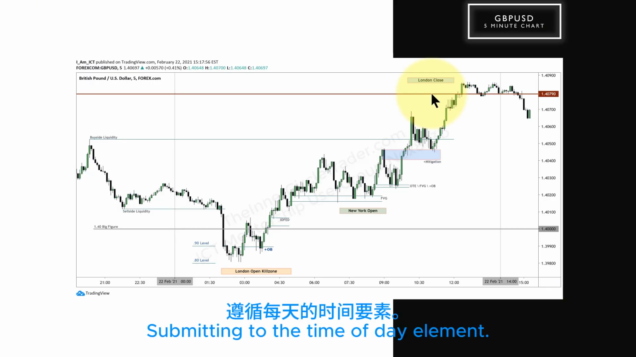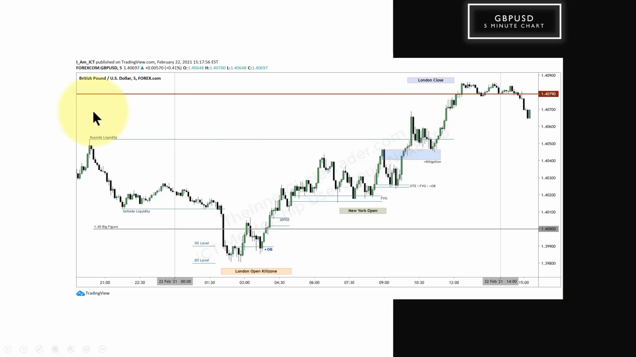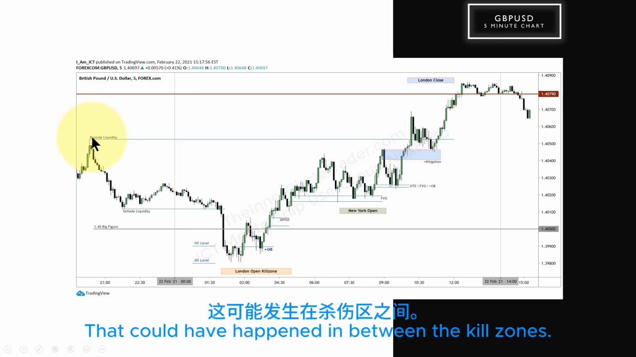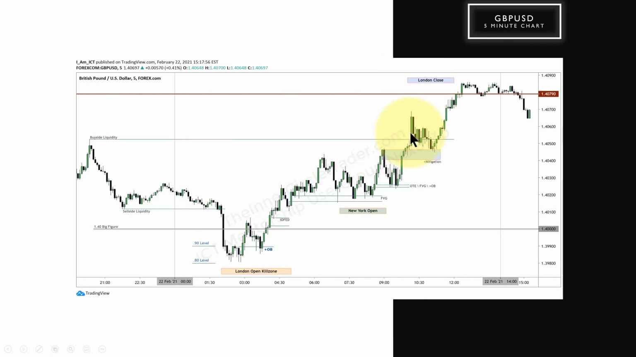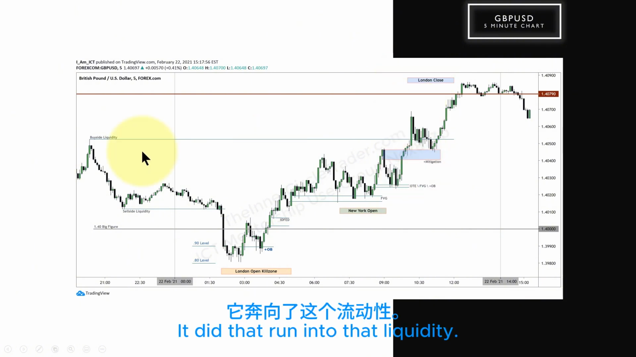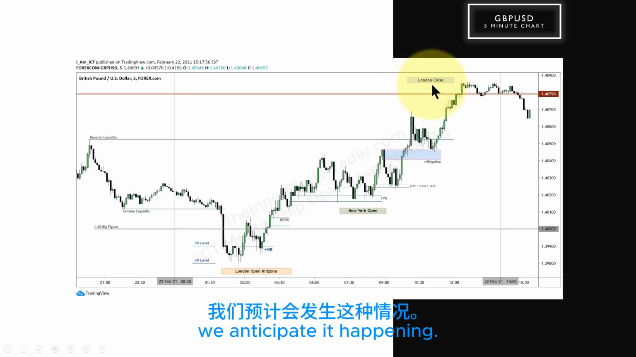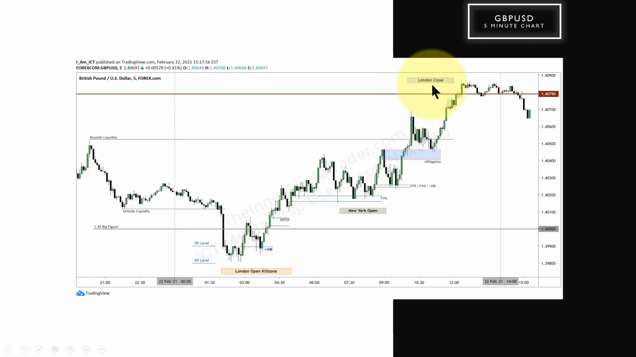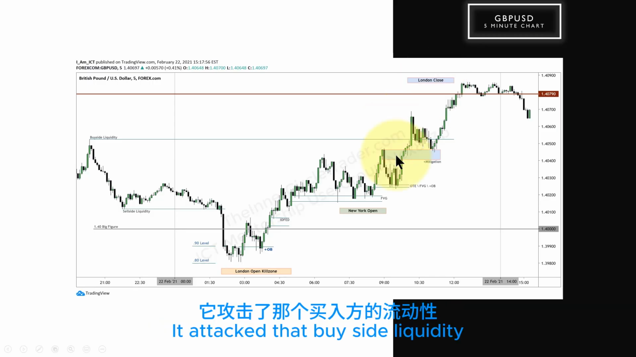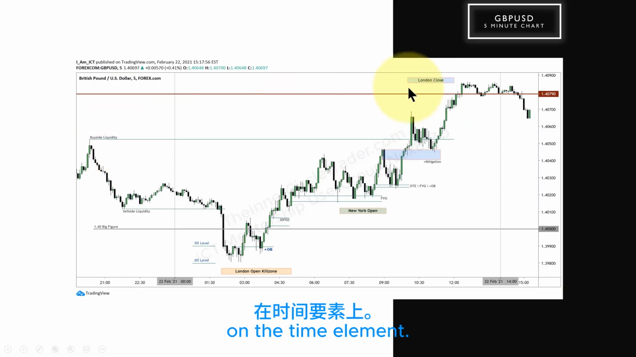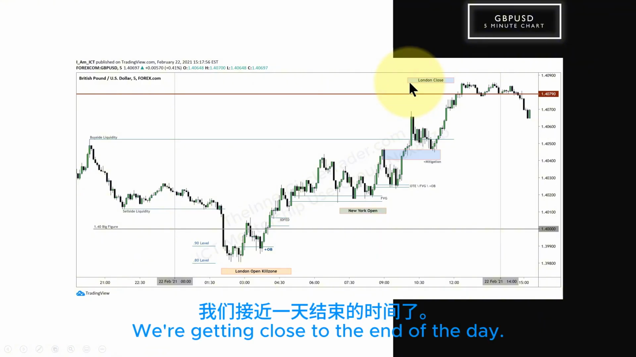Submitting to the time of day element. Whereas just trading to this here, that could have happened in between the kill zones where it traded above it here in the London close time period. It did run into that liquidity during the time of day we anticipate it happening. Don't fail to see what I just showed you there. It attacked that buy side liquidity on the time element. 10 o'clock in the morning, we're getting close to the end of the day.